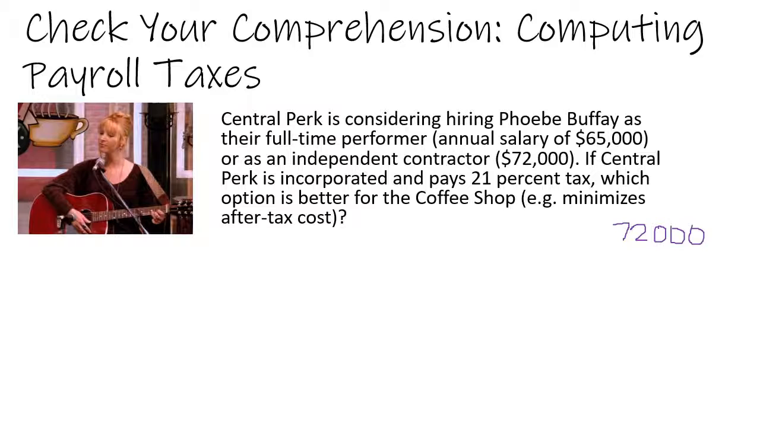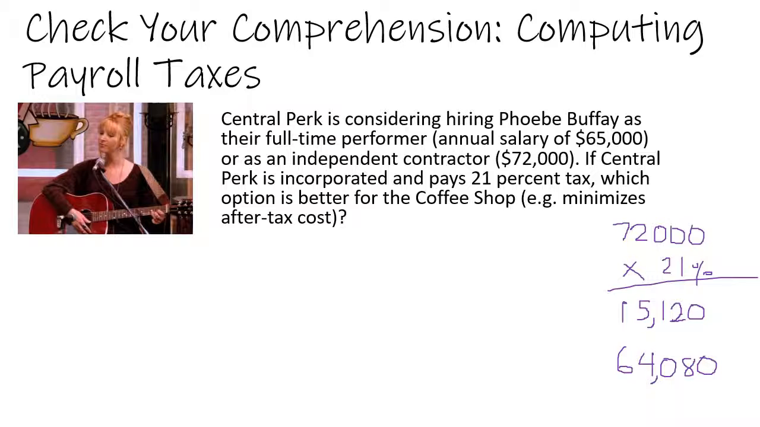If Central Perk hires Phoebe as a contractor, they can deduct the $72,000 from their net income, which means that this helps them to avoid 21% of tax on the transaction. This means that Central Perk is avoiding paying tax to the government of $15,120, which means that the after-tax cost of hiring Phoebe as a contractor is only $64,080.